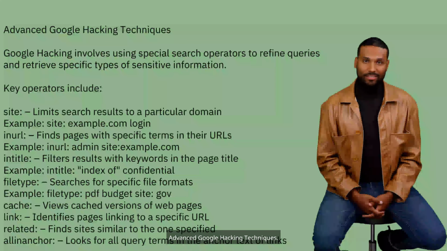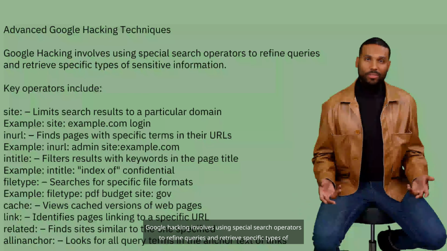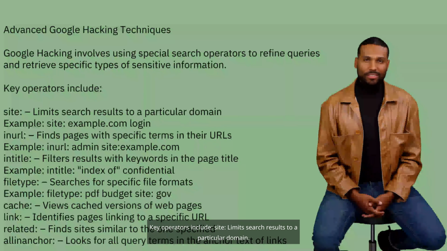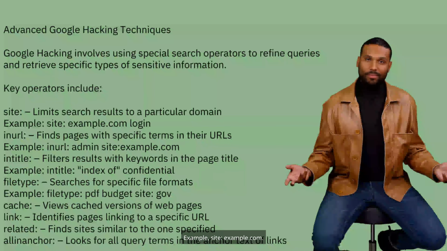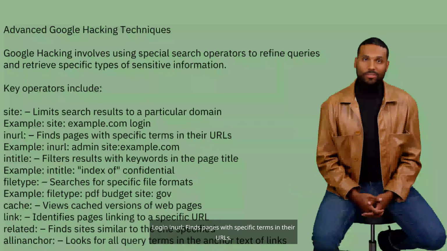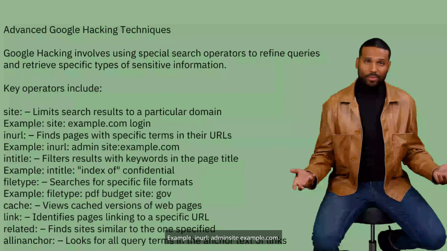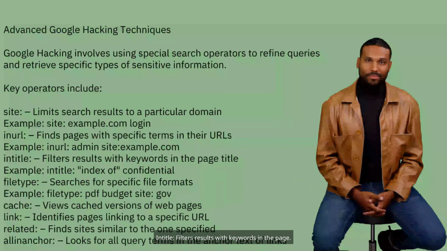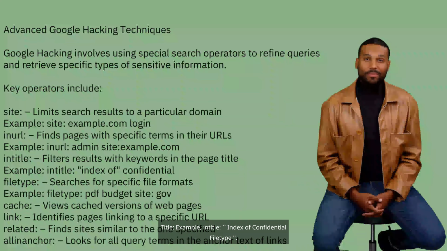Advanced Google hacking techniques. Google hacking involves using special search operators to refine queries and retrieve specific types of sensitive information. Key operators include site, which limits search results to a particular domain. Example: site:example.com. inurl finds pages with specific terms in their URLs. Example: inurl:admin site:example.com. intitle filters results with keywords in the page title. Example: intitle:index of confidential.